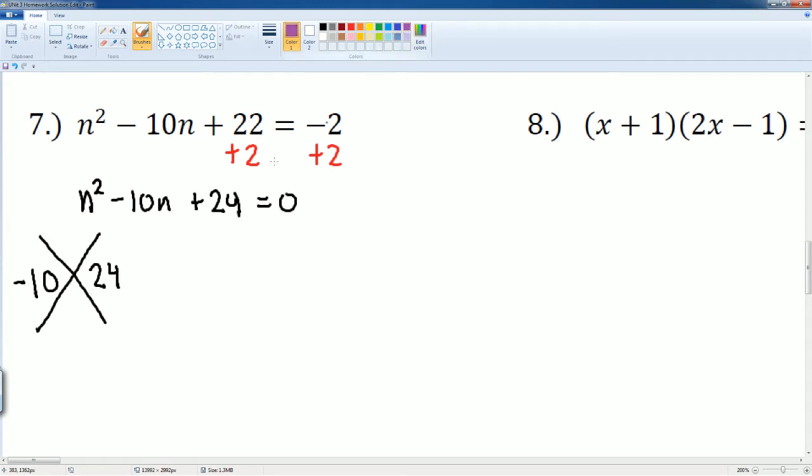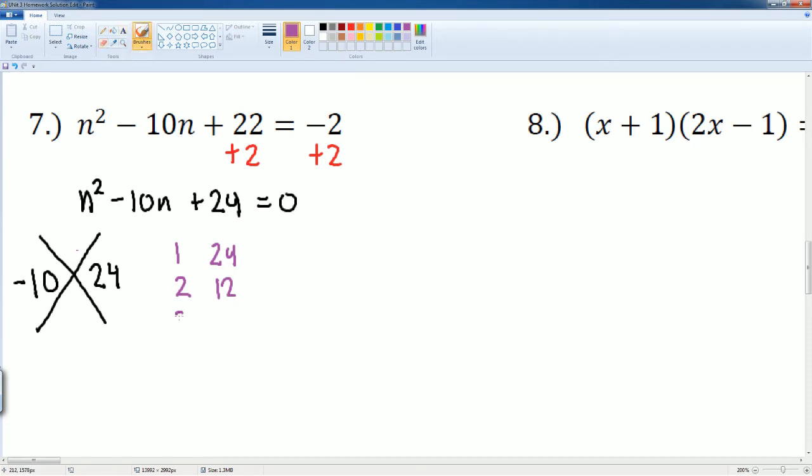Let's go through our list here. We can try 1 and 24. That wouldn't get me 10. And 2 and 12. Okay, let's see. One of them has to be negative, so it should be negative 12. 2 added to negative 12 gets me negative 10, but 2 times negative 12 does not get me positive 24. So those two numbers don't work. I just checked it, so let's try anything else.